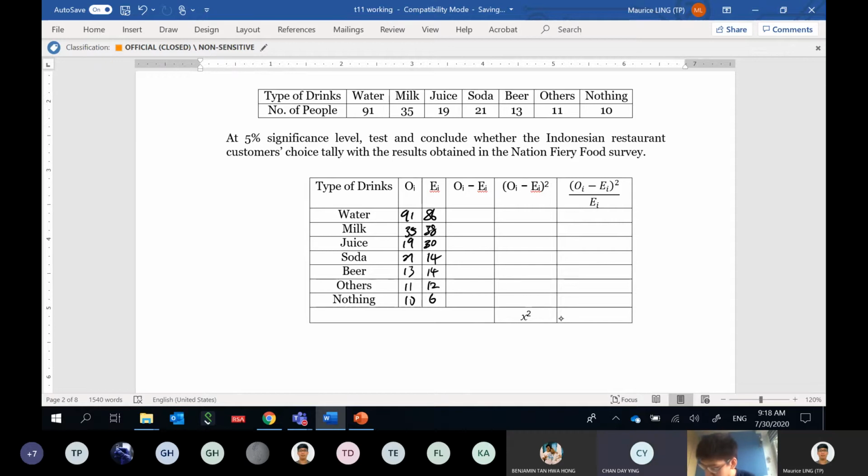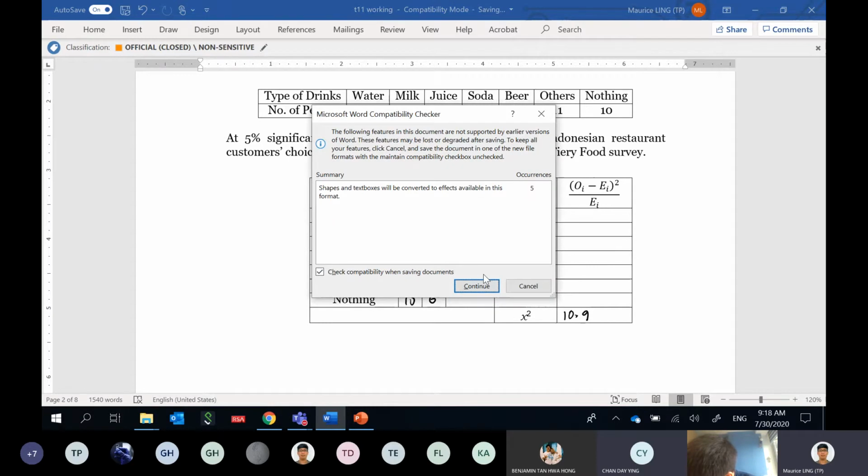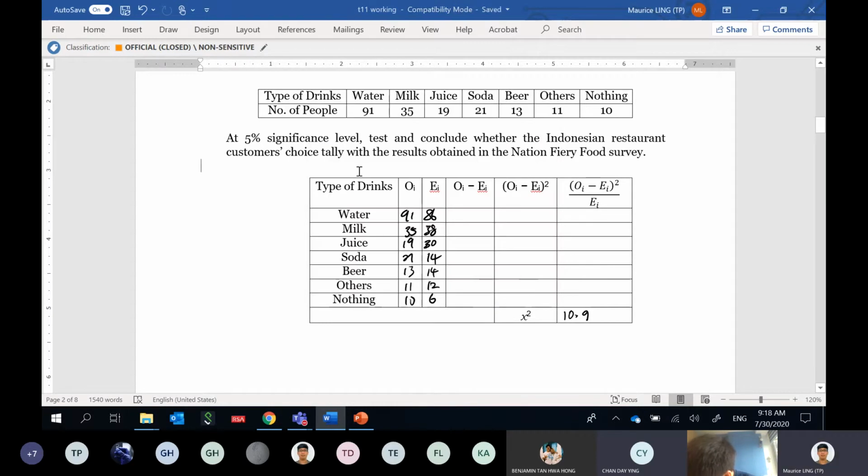Wait for which one? This one. Yeah, this one. It's a final number. I got 10.9. 10.8. Yeah, correct. Okay. So in this case, what is your null hypothesis?